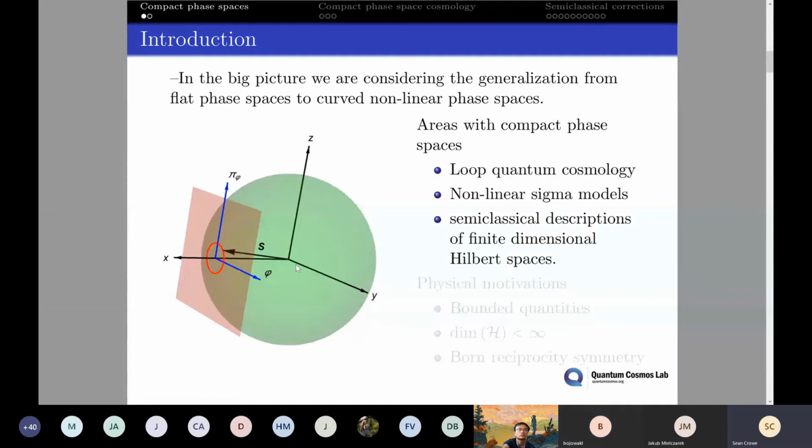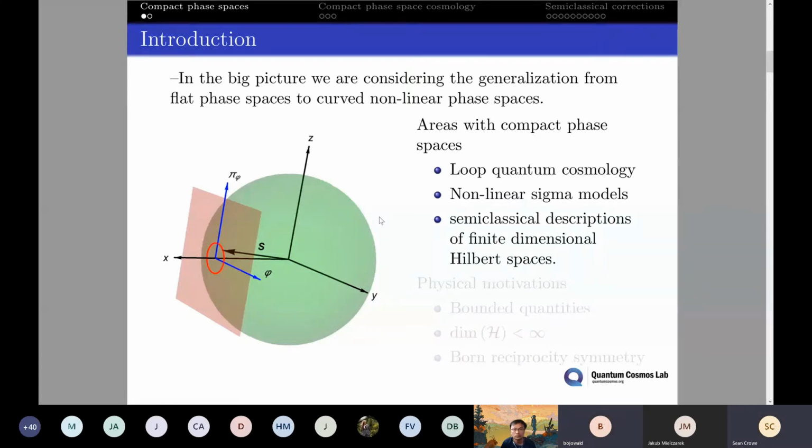We're motivated to go in this direction by several reasons. Mainly, in a lot of different areas of physics, compact phase spaces show up. For instance, in loop quantum cosmology, one finds a compact phase space in the sense that the phase space is cylindrical. The phase space is polymerized in the momentum direction. In nonlinear sigma models, one also finds curved phase spaces. There, the field takes values in some curved manifold.